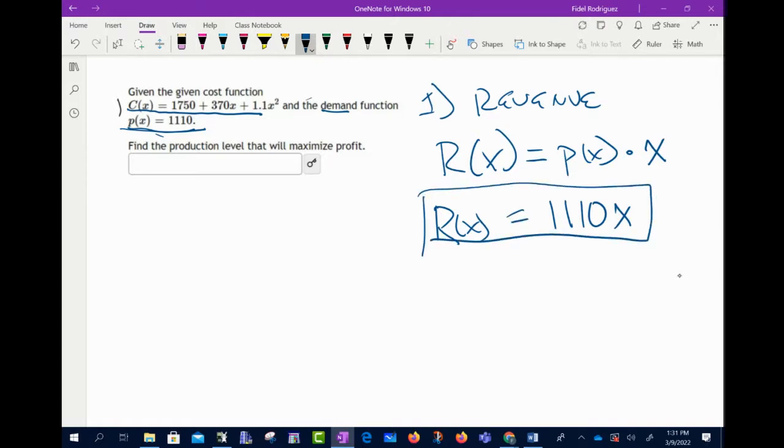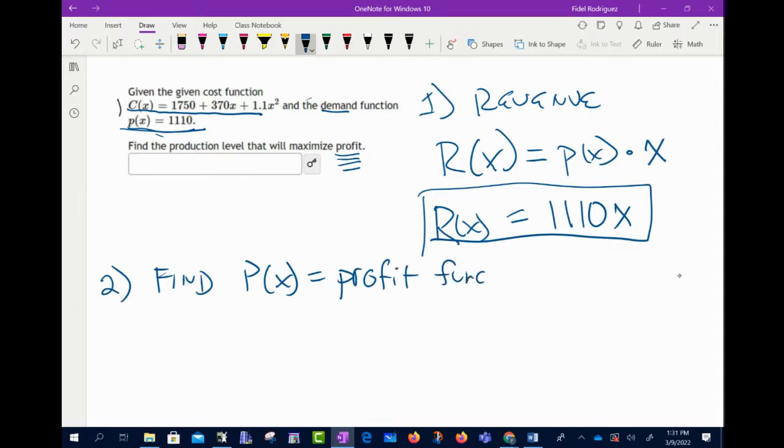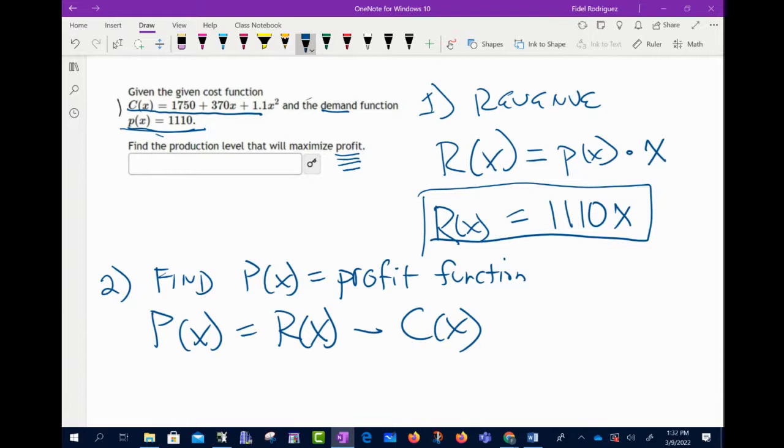We're looking to maximize what we call the profit. So step number two, we're going to find P of X, which is our profit function. The way we find the profit function, you guys, is it's always going to be the revenue function minus the cost function. The revenue is how much money we brought in. The cost is how much money we spent. So if I take all the money that I bring in and subtract all the money that I spent, whatever I'm left with is my profit.